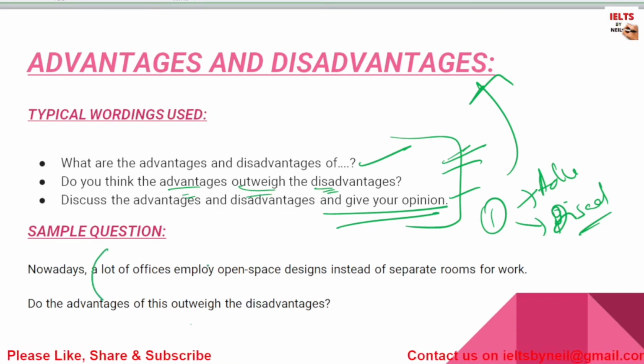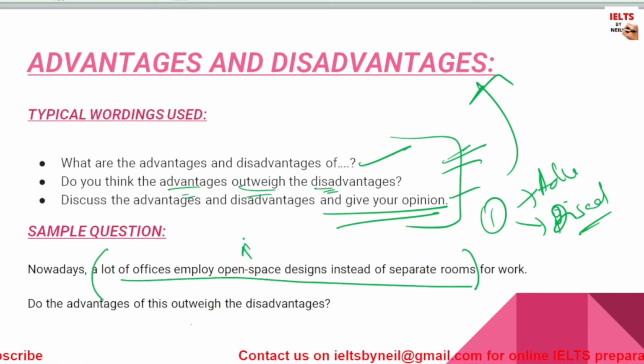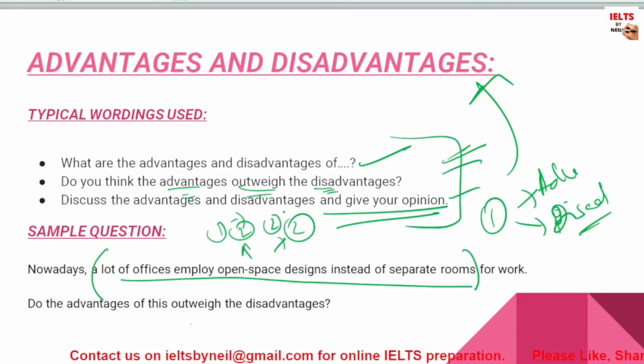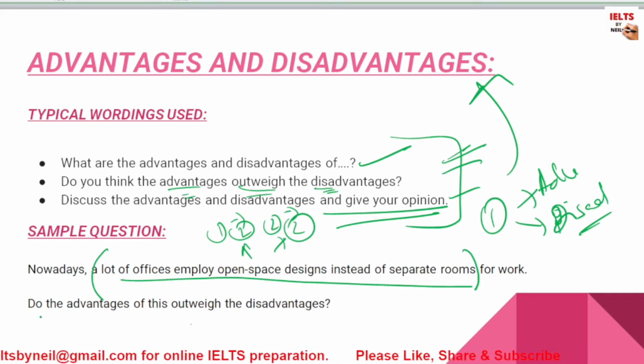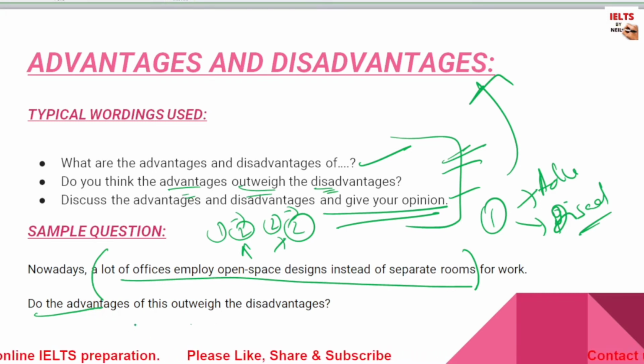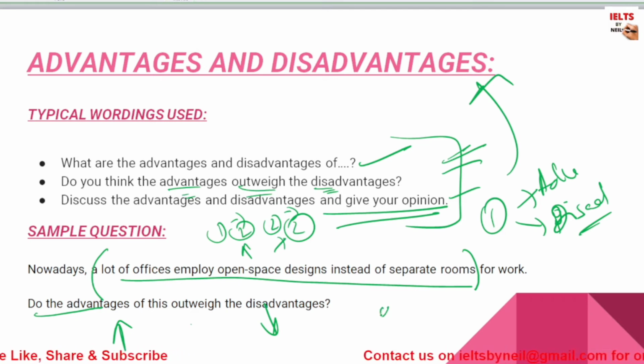So see this here: in a lot of offices, employees share the same room. Okay, this is a viewpoint. So we have to give 2 advantages and 2 disadvantages. This will be in the first body paragraph, this will be in the second body paragraph. But the question is saying, do the advantages of this outweigh the disadvantages? Means, do you think the advantages are more than the disadvantages? Okay, so if you think it's more, then we have to give our reasons with examples.